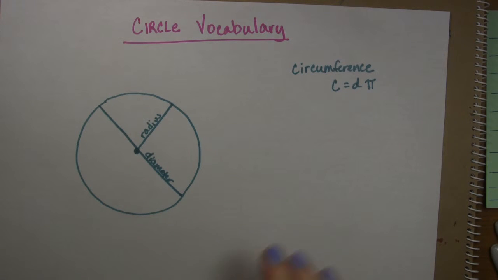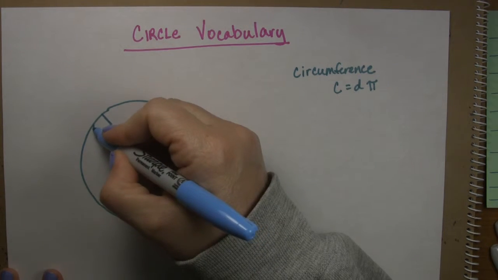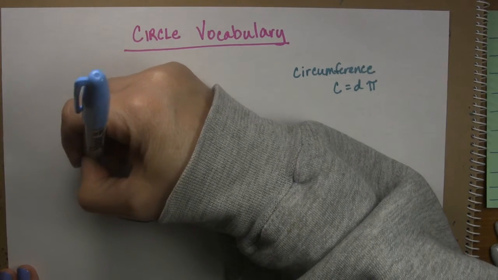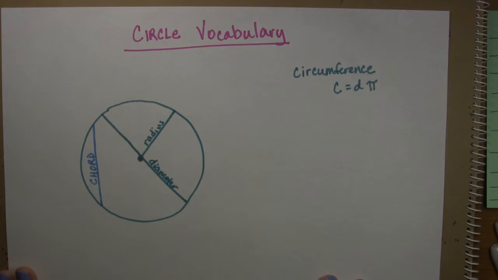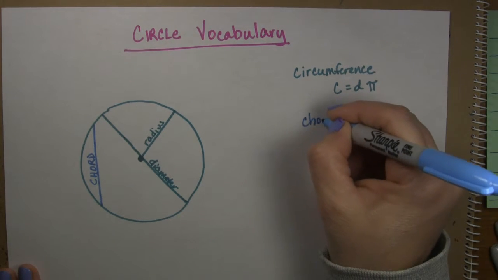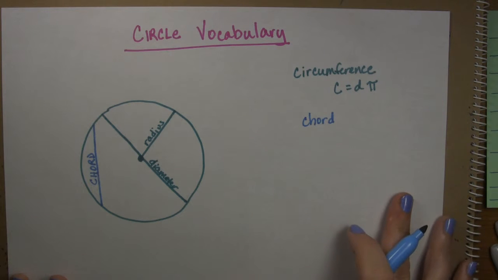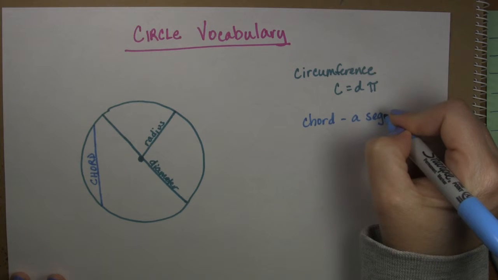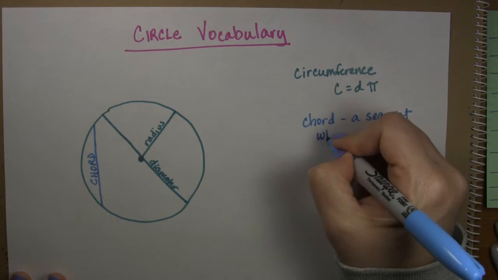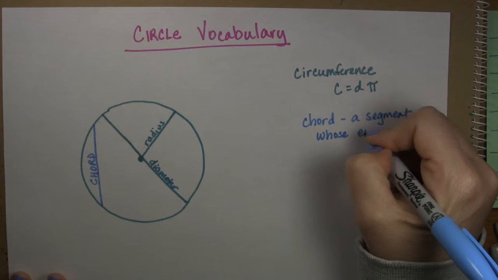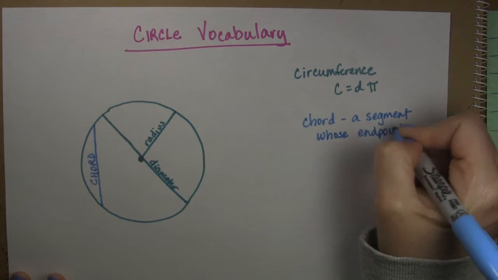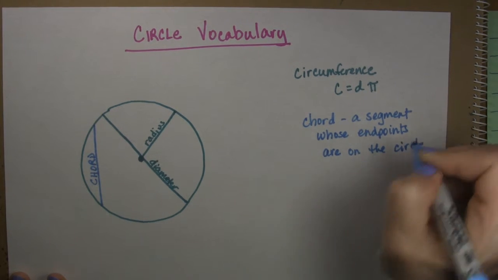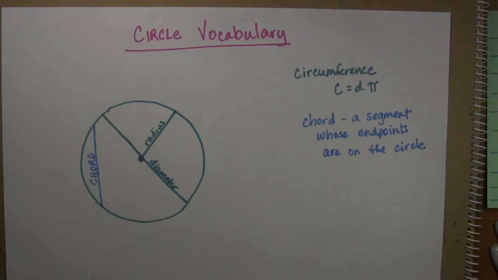There are a few other ones that you need to know, though. You need to know, for instance, a chord. This is a chord. C-H-O-R-D. Notice the weird spelling. And a chord is just a line segment whose endpoints are on the circle. So that's what a chord is.